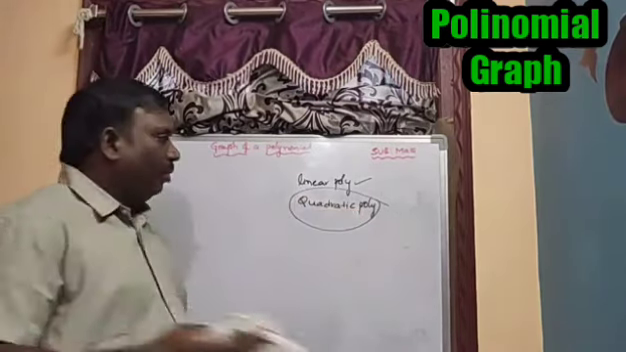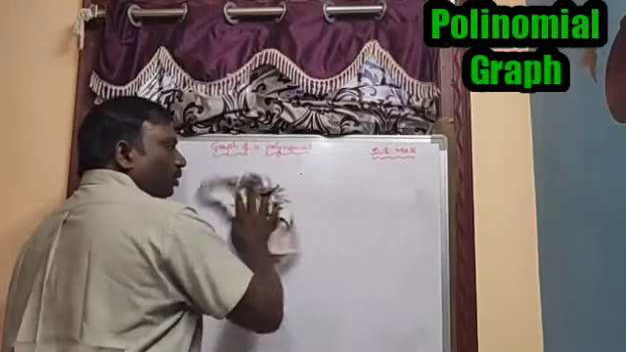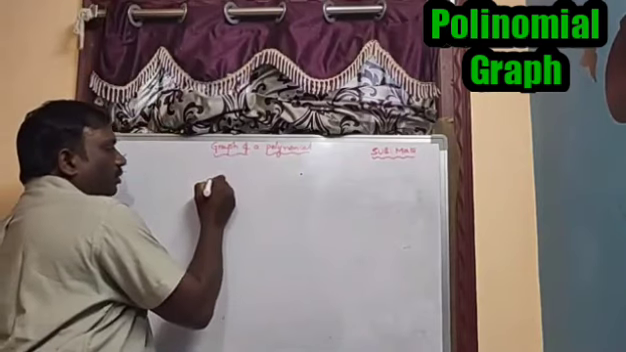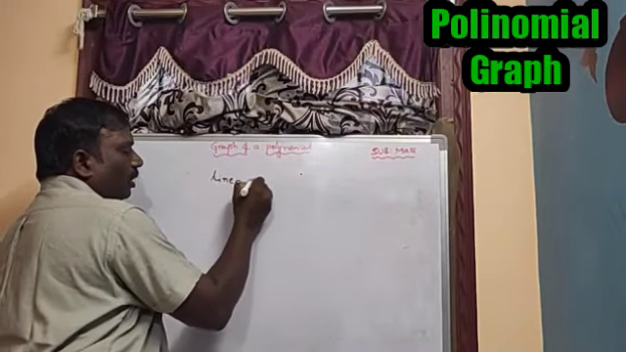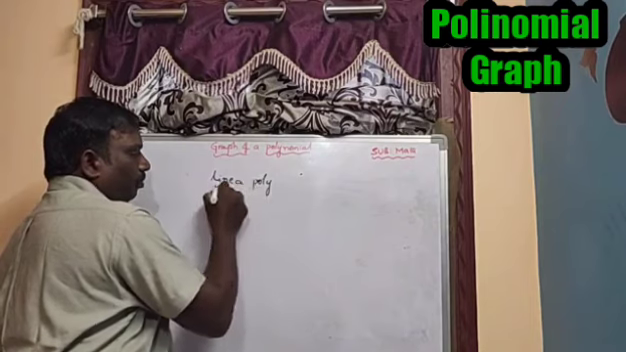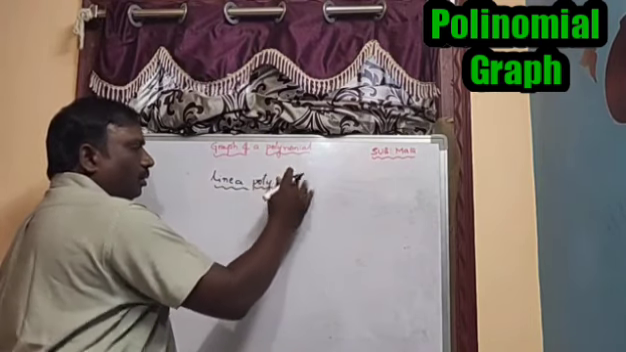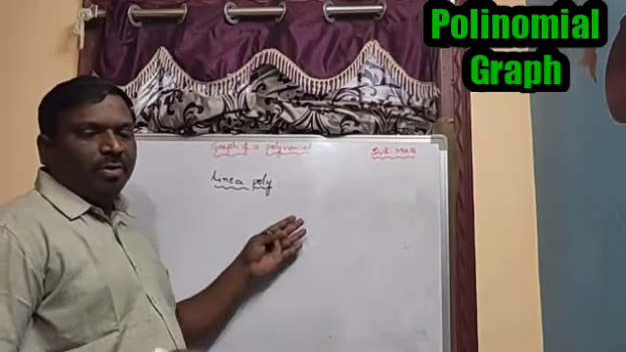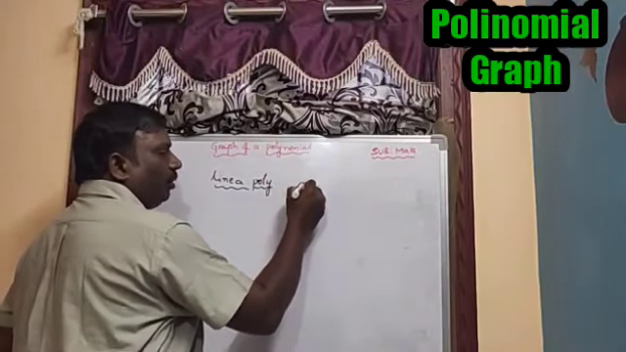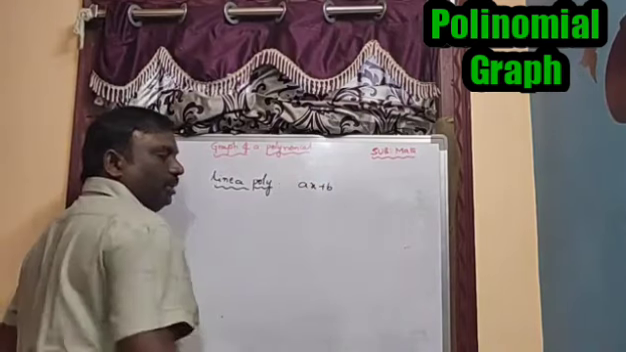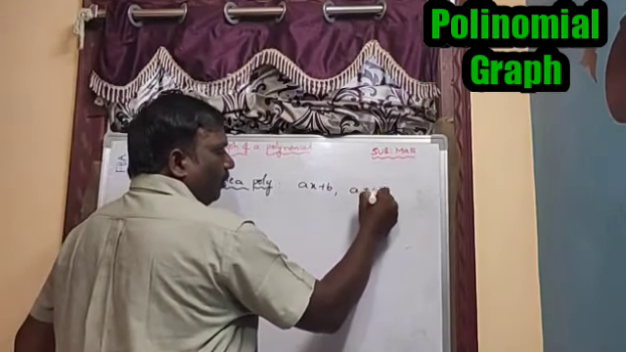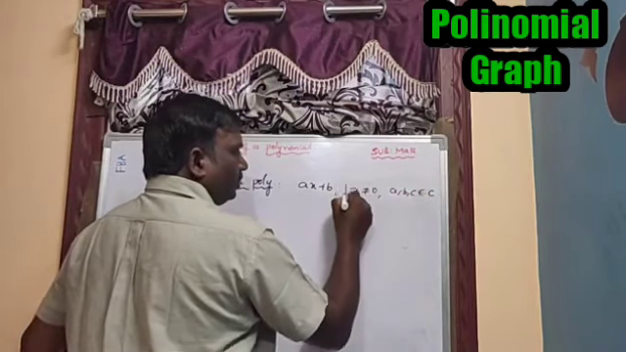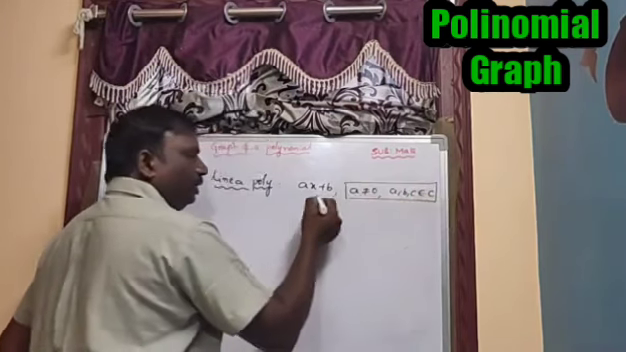Before going to quadratic polynomial, what is the graph of a linear polynomial? Already we saw the general form of a linear polynomial in the previous session. What is the general form? ax plus b, where a is not equal to 0, and a, b belong to complex numbers. This is a very important condition.